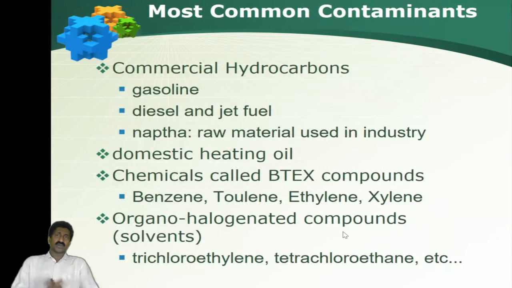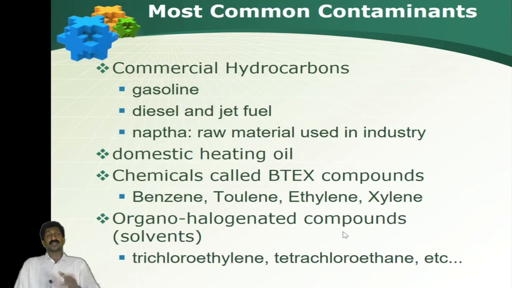Then the most common contaminants in this category include commercial hydrocarbons like gasoline, diesel, jet fuel, naphtha. These are all different forms of hydrocarbon fuels. Then domestic heating oils, which are used in your day-to-day life, different forms of oil which are washed out of your sink. Then chemicals like BTEX compounds. BTEX is an abbreviation for benzene, toluene, ethylbenzene, and xylene. These also contribute to the environmental contaminants.